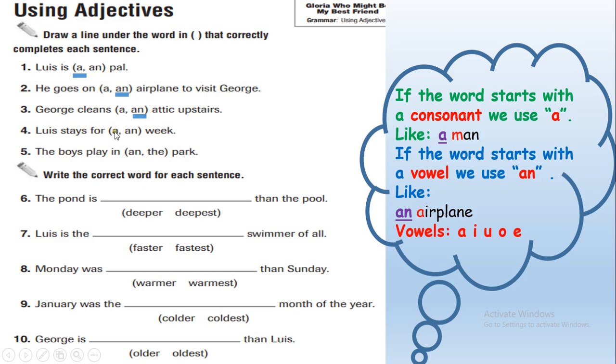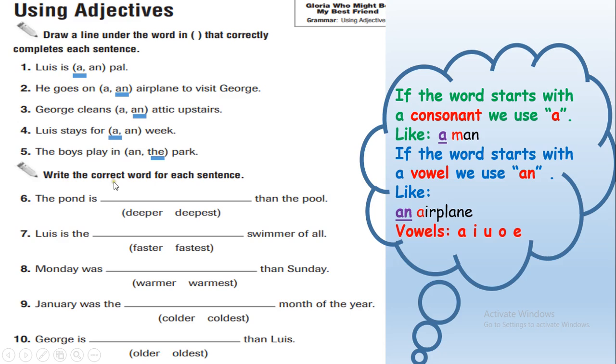Louis stays for a or an week. Week started with W. W is a consonant, so therefore we're going to use a week. Excellent job. The boys play in an park or the park. The P is a consonant, therefore we're not going to use an, and we're going to use the park. The boys play in the park.